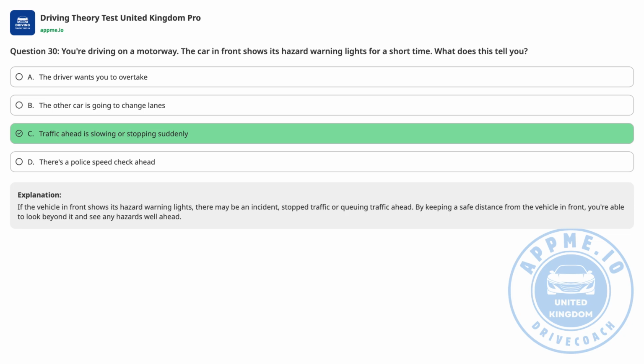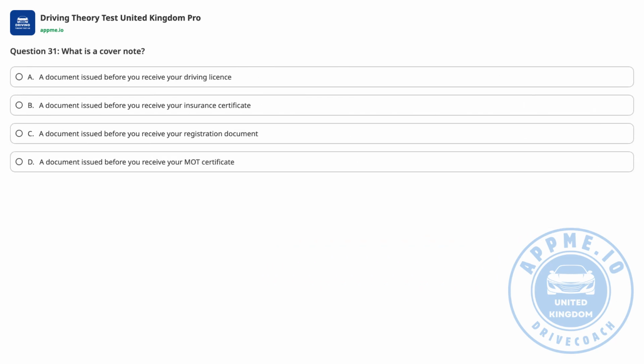The correct answer is C. Question 31. What is a cover note? A. A document issued before you receive your driving license. B. A document issued before you receive your insurance certificate. C. A document issued before you receive your registration document. D. A document issued before you receive your MOT certificate.